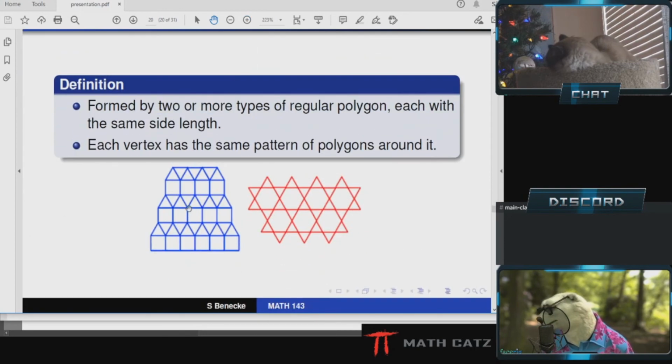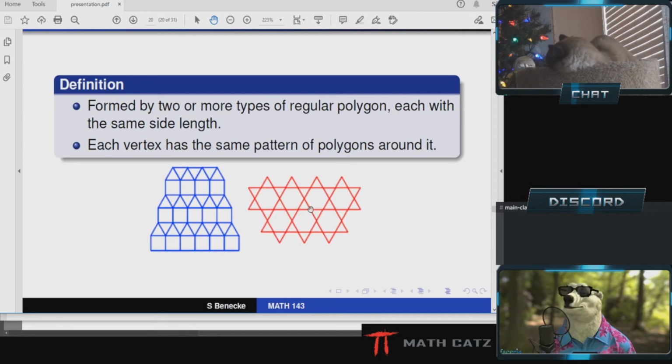in this blue one, if I look at where my hand is, that vertex has 3 triangles and 2 squares attached. This vertex has 3 triangles and 2 squares attached. This vertex, 3 triangles and 2 squares. Every vertex where they are meeting has the same property: 3 triangles and 2 squares. They're all the same.